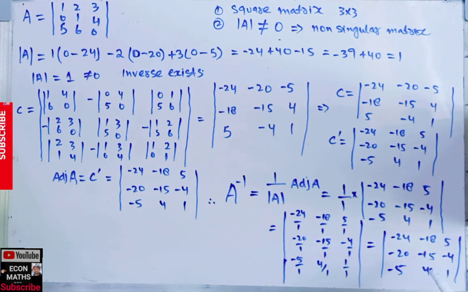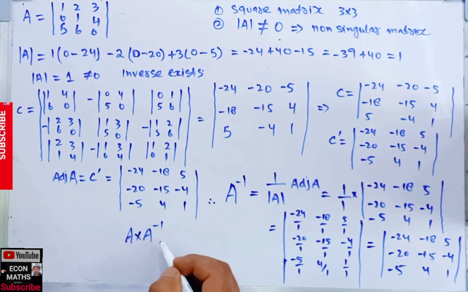Now to check whether we got the result correctly, we have to multiply the given matrix by its inverse. If we got an identity matrix, then the result is correct. If not, then there is some mistake. So this is how the inverse is found.